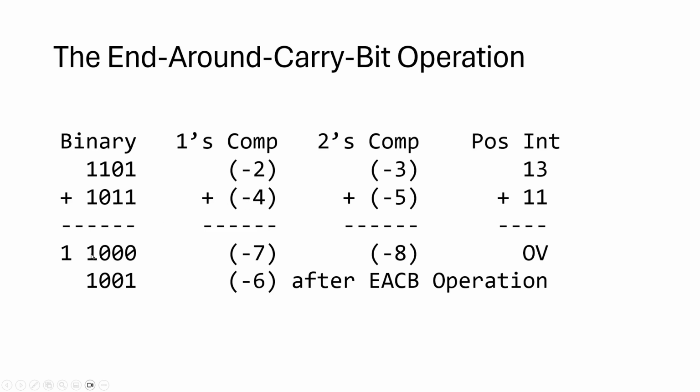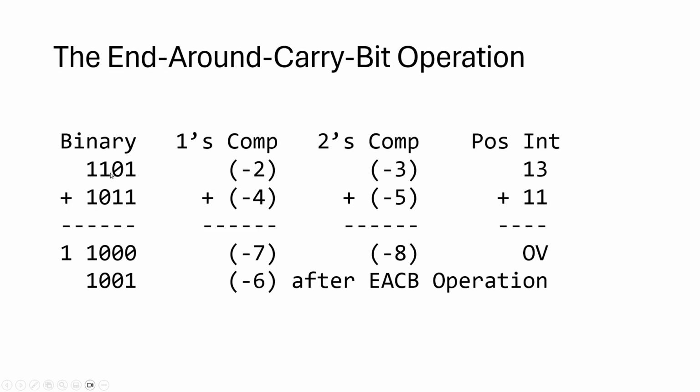And 1, 1, 0, 0, 0 or 1, 0, 0, 0, either one of those numbers is equal to -7 under the one's complement system, and that's obviously the wrong number. To get the right number, you have to do that end around carry bit. So after the end around carry bit, the one's complement number is equal to -6, that's the correct answer to this problem. The two's complement system doesn't have that problem.